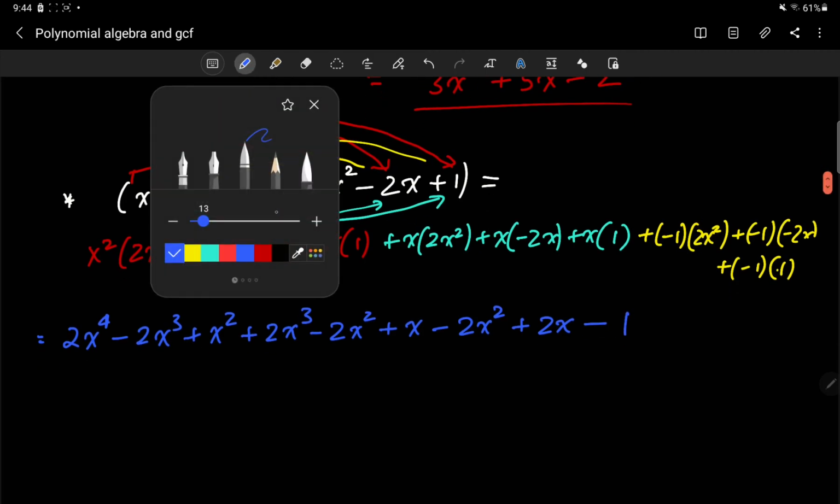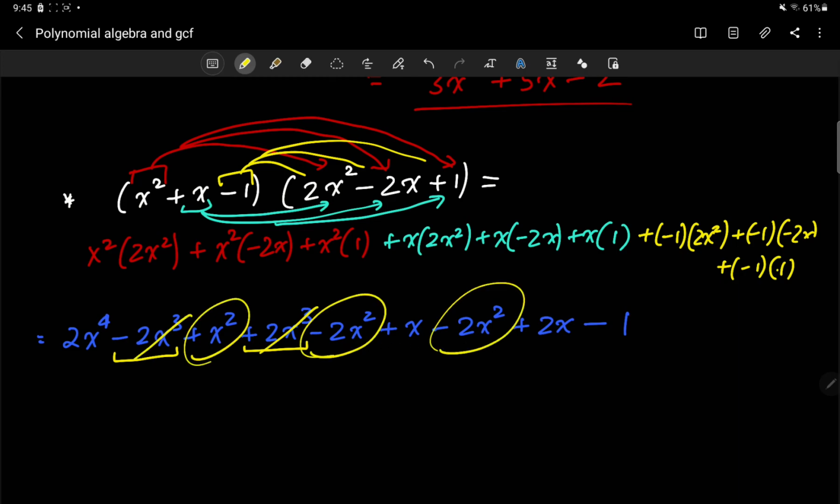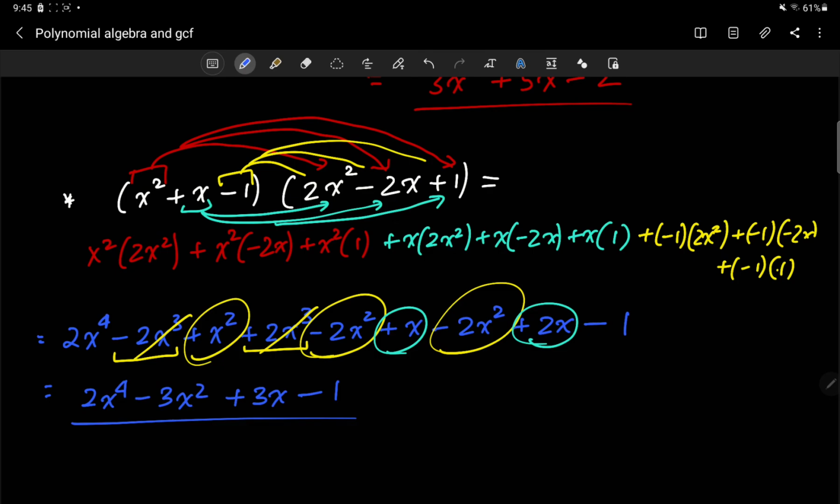Now let's look for like terms that can be combined. So first of all, negative 2x cubed and 2x cubed cancel out. Then I have an x squared, a negative 2x squared, and a negative 2x squared. And I have an x and a 2x. So let's combine these. There is no other x to the 4 term. Then I have negative 4 and plus 1, so negative 3x squared. And then I have 2x plus x is 3x, minus 1. So that's what that is going to look like.